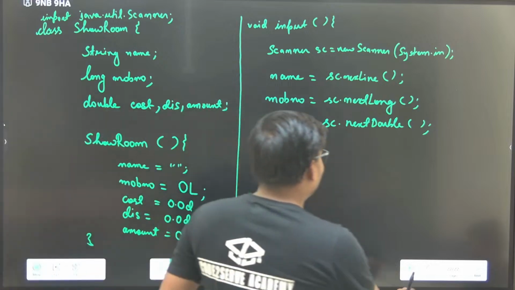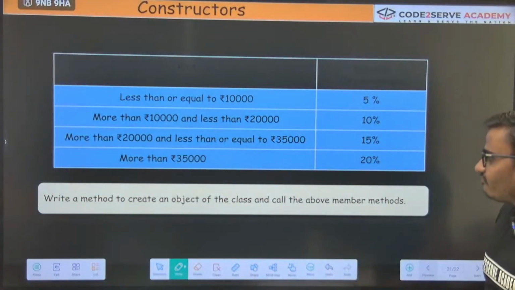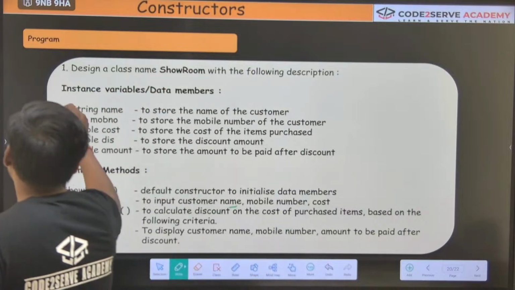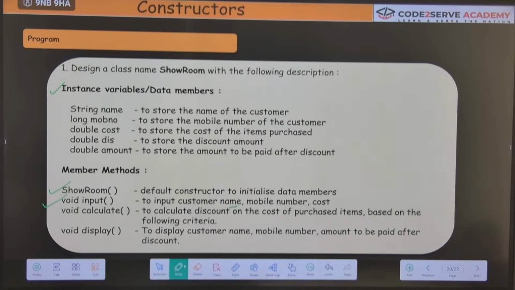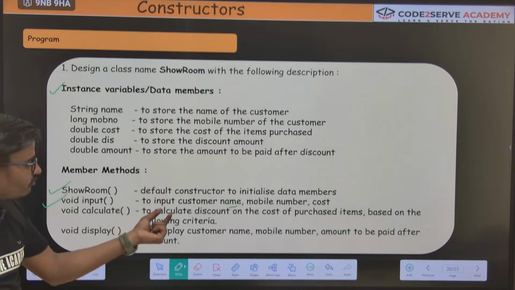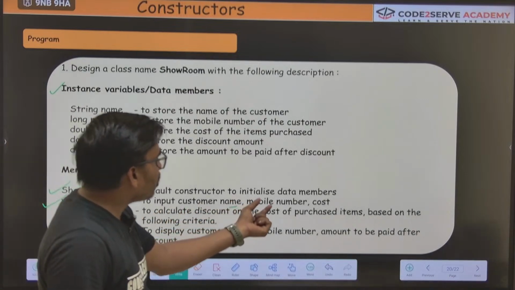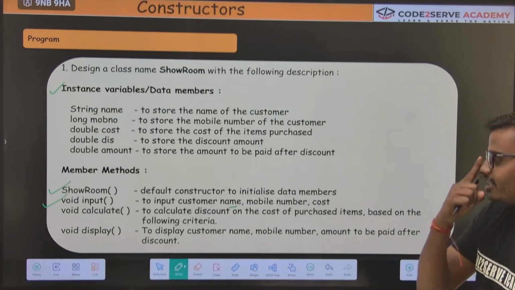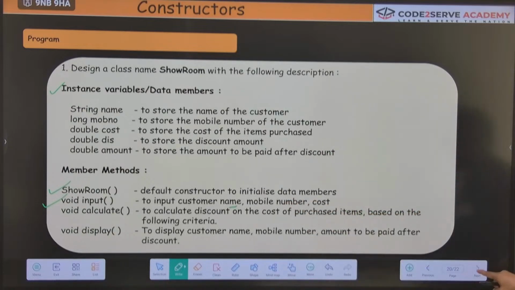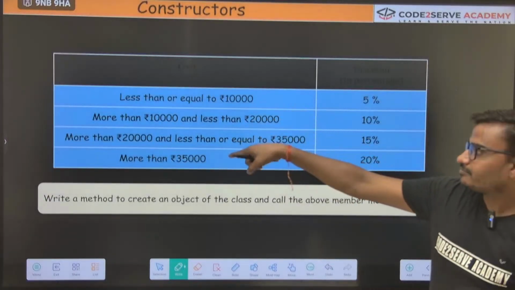If you come back over here, we have completed this part, and we have also completed this part. Next part is void calculate. It tells you to create another method with the name void calculate, and in this you have to calculate the discount on the cost price of the purchased item based on the following criteria, which is given on the next page. So this is the criteria.